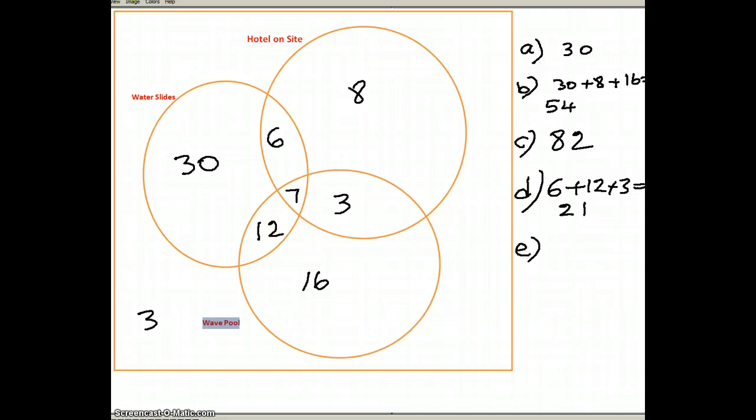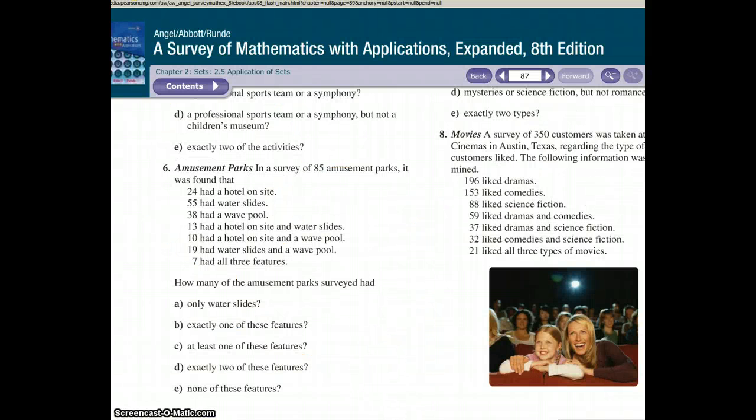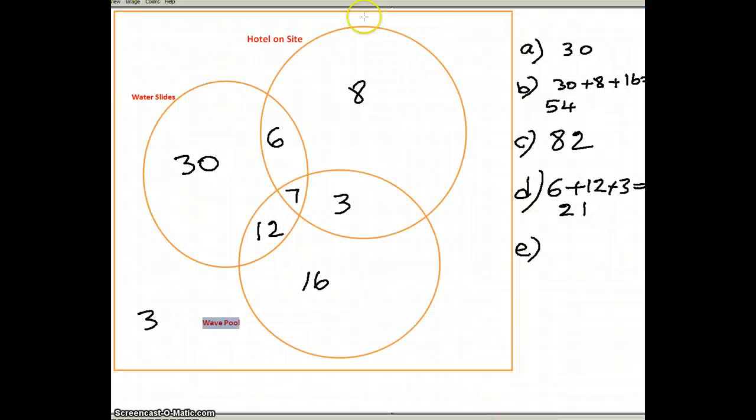Finally, part E, let's look at the question on part E. On part E, none of these features. So we're going to look at which one of these amusement parks has no features at all. This is the one here, 3. As you remember, we did this 3 as none of the features, so we came from 85 minus 82, and that's 3. So that's it. That would be the answer for the whole problem. Good luck.